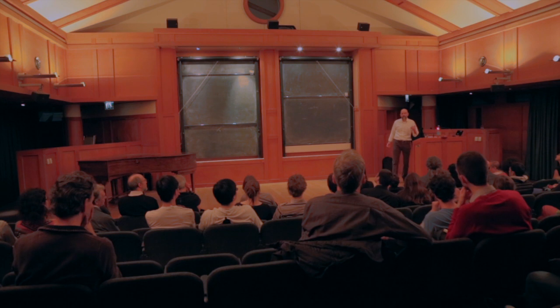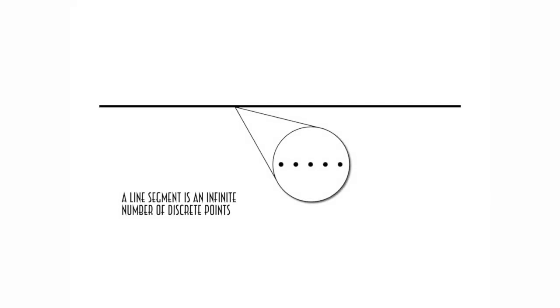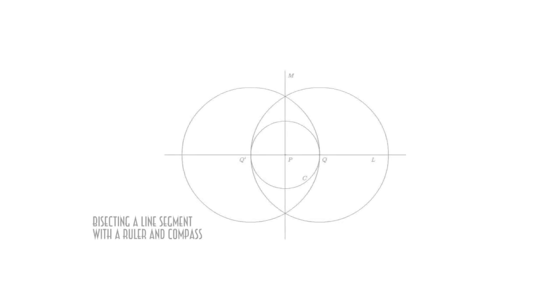So in the case of geometry, for example, when I was a boy, I was taught that a line or a line segment was an infinite number of geometric points arranged in a particular configuration. And I was also taught how to bisect a line segment using nothing but a ruler and a compass. So I had everything I needed in order to carry out the paper tearing experiment on line segments.